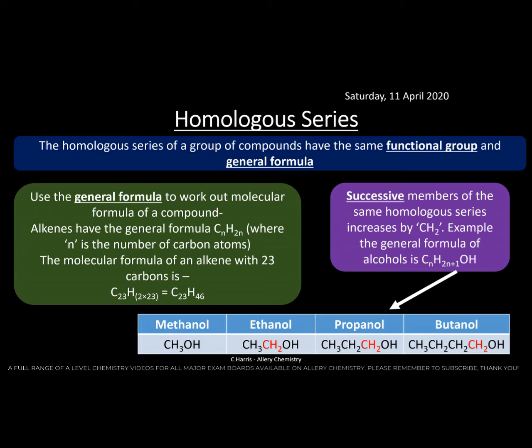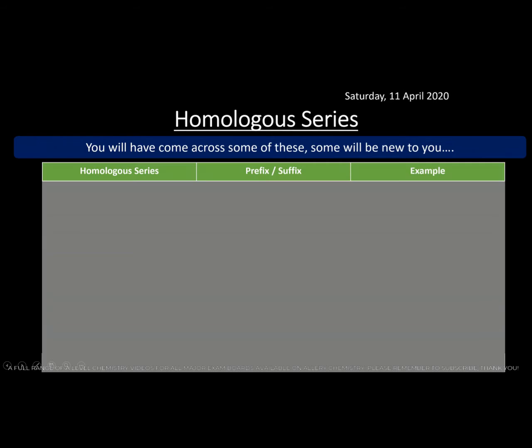So for example, the general formula of an alcohol is CnH2n+1OH. So that's the general formula there. Methanol is CH3OH. Ethanol is CH3CH2OH, so we've added a CH2. Propanol is an extra CH2, and butanol is another CH2. So you can see there's similarities here. All we're doing is extending the carbon chain.